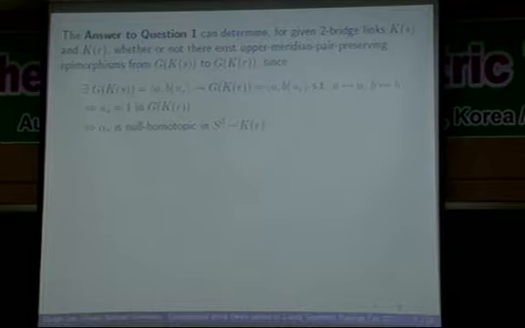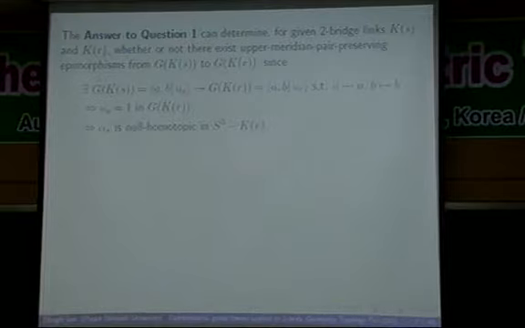And since, just as I said, this U sub S represents the essential simple loop alpha sub S, this is equivalent to saying that alpha sub S is null-homotopic in this two-bridge link group. So if you know which essential simple loops are null-homotopic in this two-bridge link, we know which two-bridge link groups admit epimorphisms onto this two-bridge link group.